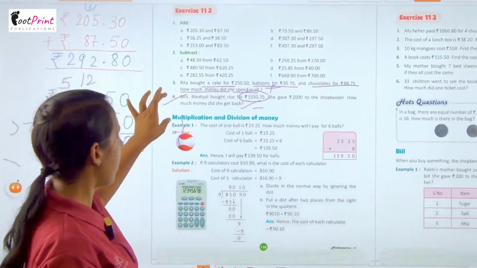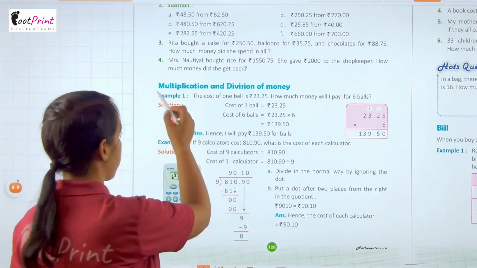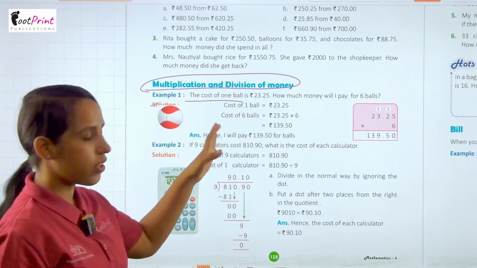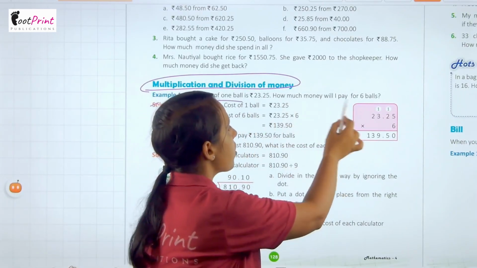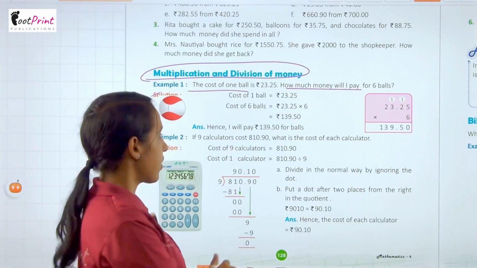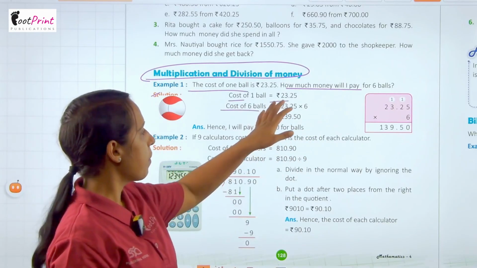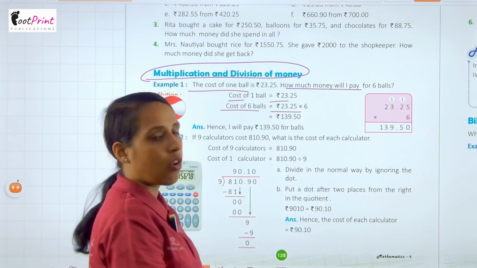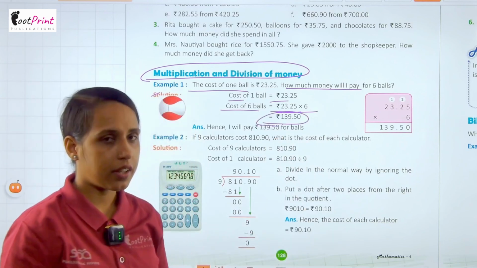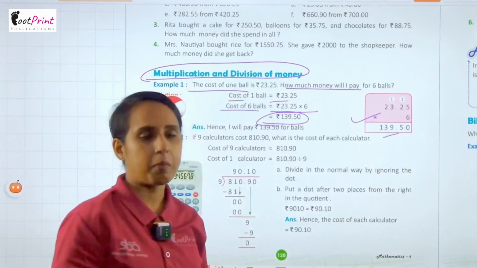Okay. Now here we have the next topic, that is multiplication and division of money. Example number 1. The cost of one bowl is 23.25 rupees. How much money will I pay for 6 bowls? As we know, first we make a statement: cost of one bowl is this. So the cost of 6 bowls will be, we will multiply the money of one bowl. After multiplying it, we get 139.50 rupees. You can simply multiply as we multiply normal numbers.